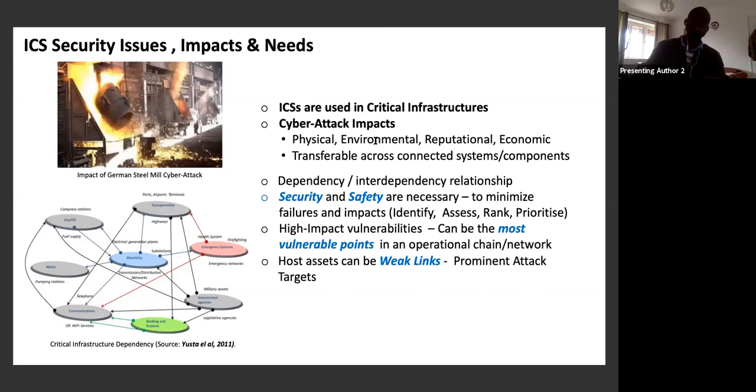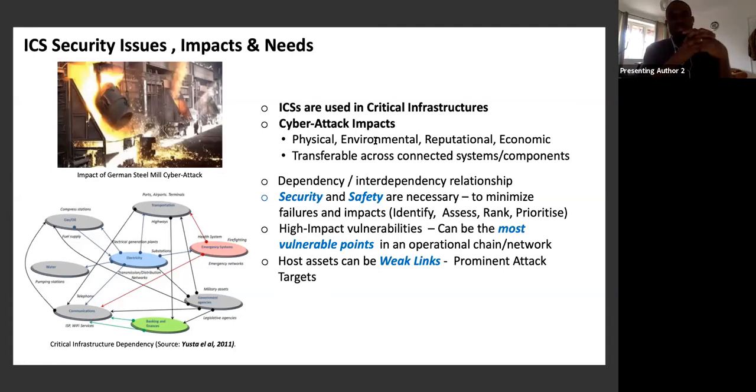And these impacts can be physical, they could be reputational, they could be economic, and they could be environmental as well, as we see in the case of the German steel mill cyber attack that actually caused a massive explosion. So we can imagine the kind of physical or safety risks that would have posed to the people around there.